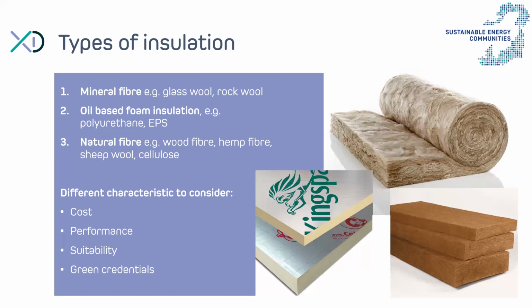And then you've got natural fiber materials, including wood fiber, hemp fiber, sheep wool, and cellulose, which is recycled newspaper, effectively, which is treated with borax in terms of fire safety, and is typically blown in an attic space. There are different characteristics to consider.